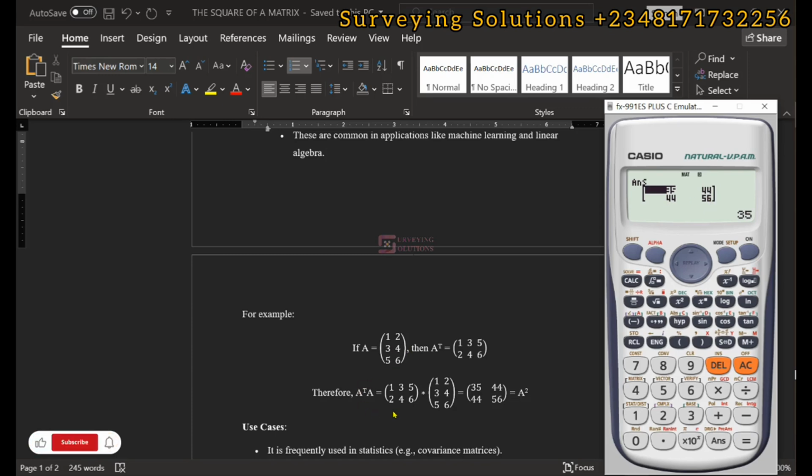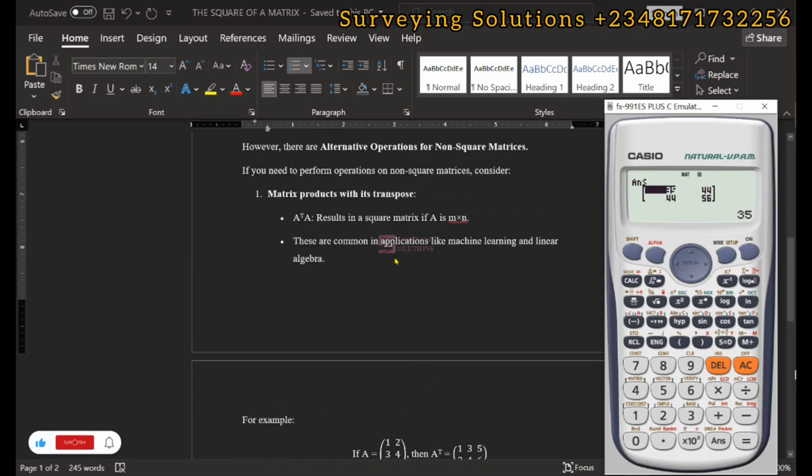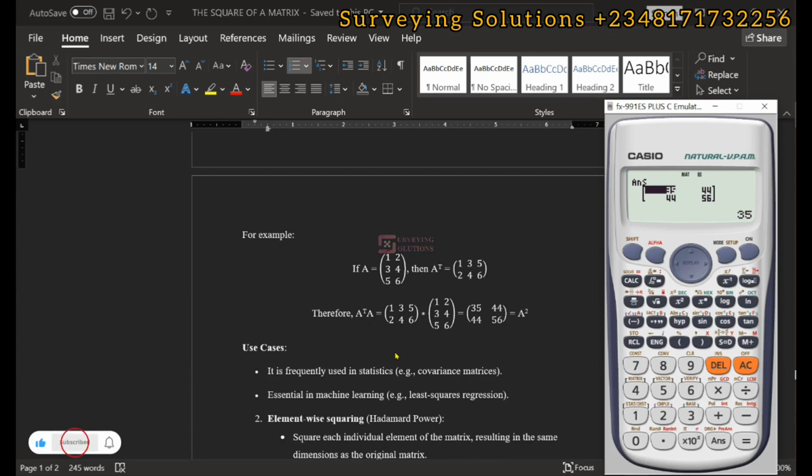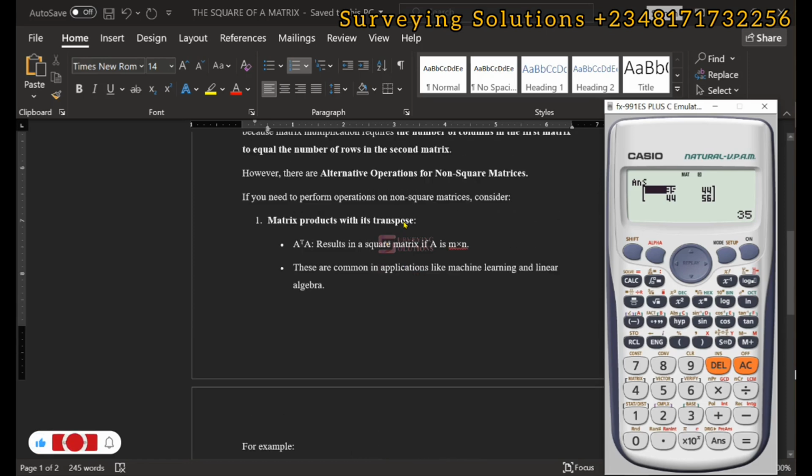Good. So this is one of the alternative methods that you can use to get the square of a non-square matrix, right? Good. Now, it's commonly used in machine learning and linear algebra. However, what made us produce this video was its use in adjustment computation, the least squares method, right? Good. Where the sum of the squares of the residuals is to be minimized. Now that sigma v squared, v is a matrix. So the square of that v, sometimes it might not be a square matrix, other times it might be. So when it is not, we have the matrix transpose multiplied by the matrix, right?